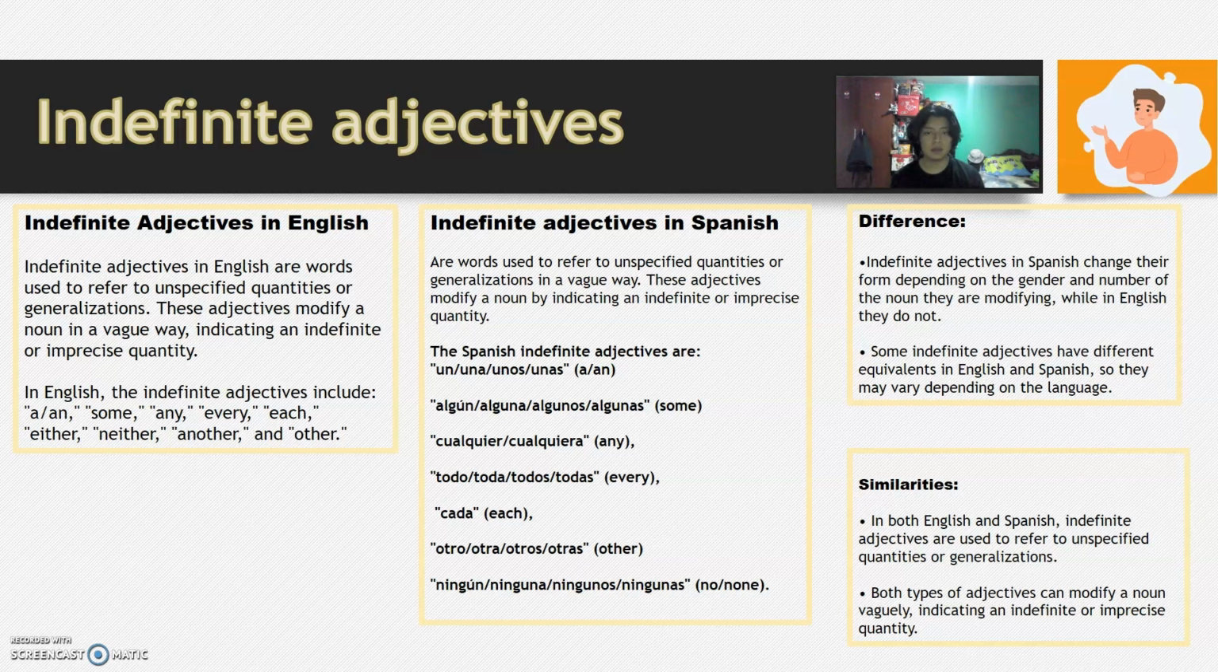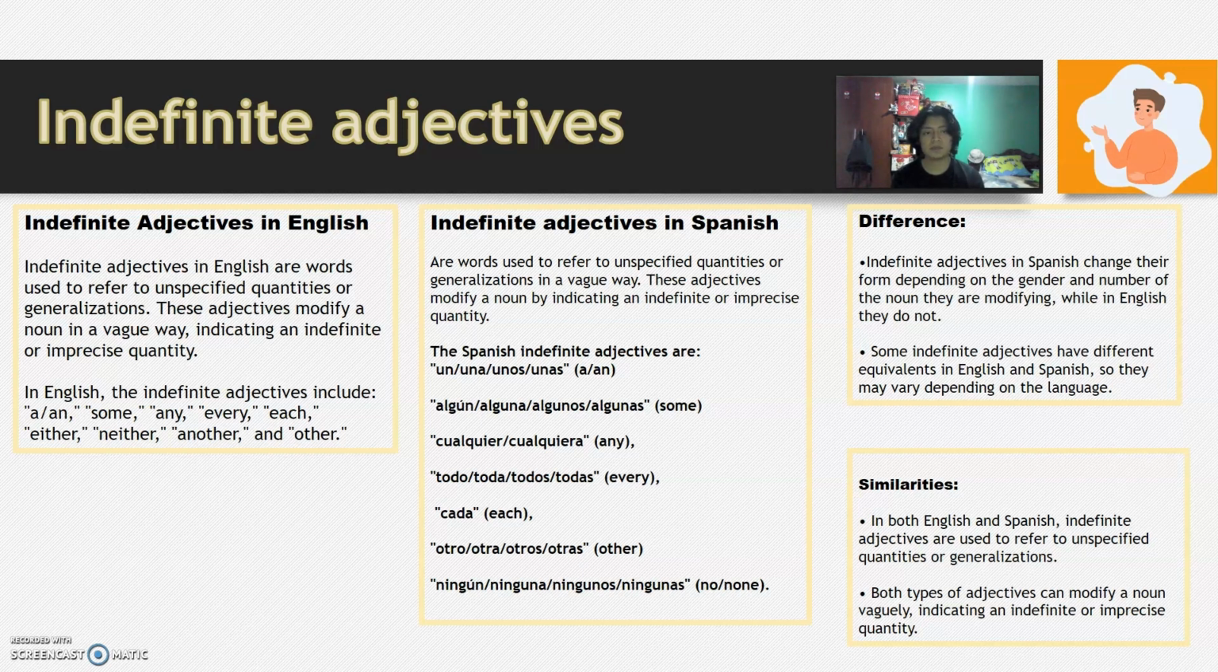And indefinite adjectives in Spanish are words used to refer to unspecific quantities or relations in a vague form. These adjectives modify a noun by indicating an indefinite or imprecise quantity. The Spanish indefinite adjectives are uno, una, unos, unas, to say a or an. Alguno, alguna, algunos is to say some.